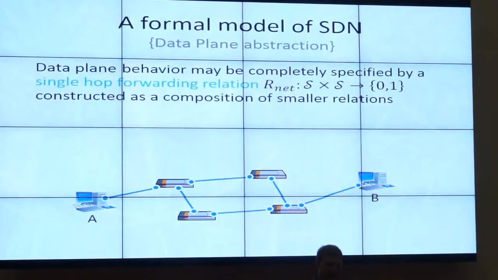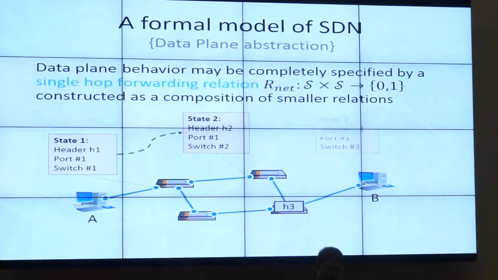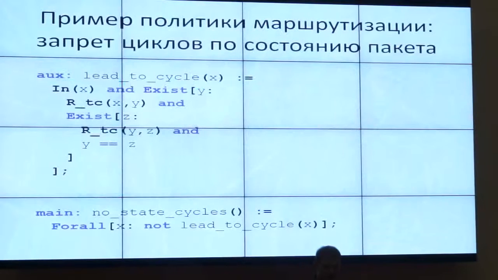So you can express the whole behavior of your network with a binary relation, actually. For example, as host A sends a packet to host B, the packet will traverse 4 states, as you can see in the slide.